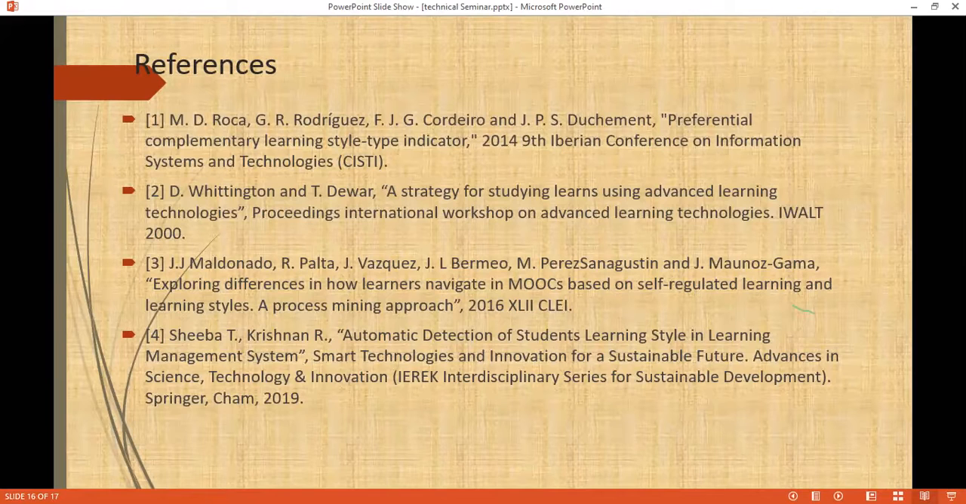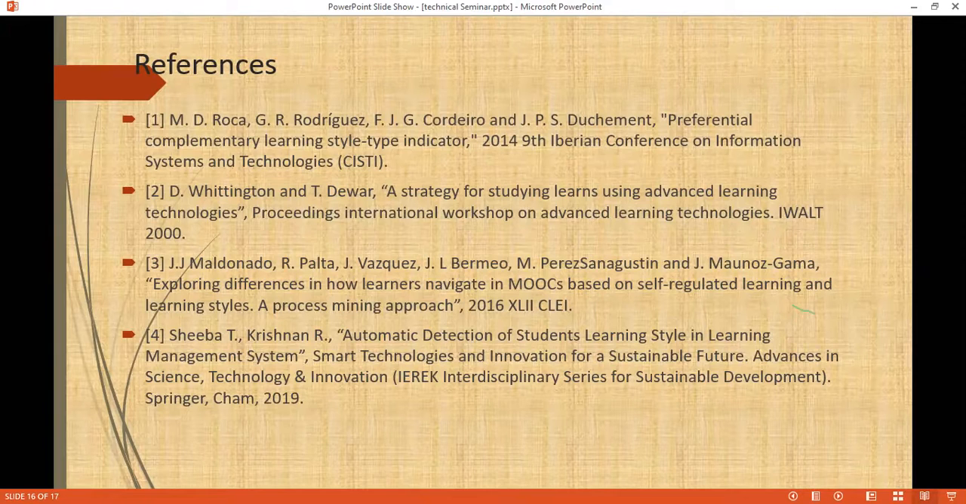So these were when the technology was still new, not now. See, a process mining approach, it doesn't even help you to answer the problem. All these papers here, well, preferential complementary learning system type indicator. How is this related to what you are meditating? See, this is actually a wrong citation. Look at it, it has nothing to do. Okay, it's talking about some architecture, not the implementation. It's talking about something else. Then see, the only one, automated detection of students learning system. This looks cool, the 4th one. That is the only paper that is it.